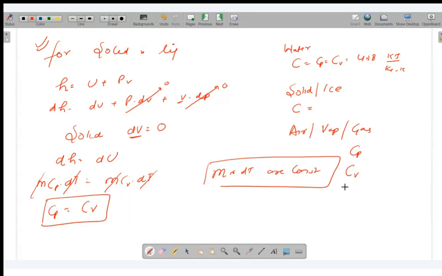Because a lot of people remain confused. Sir, they have given water. Should I apply Cv or Cp? It does not matter. dh is equal to du. You apply whatever you want. Doesn't matter.